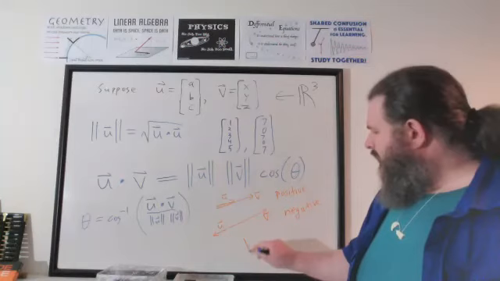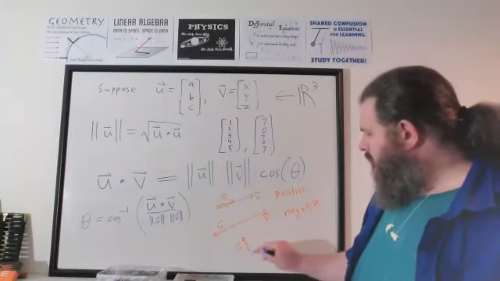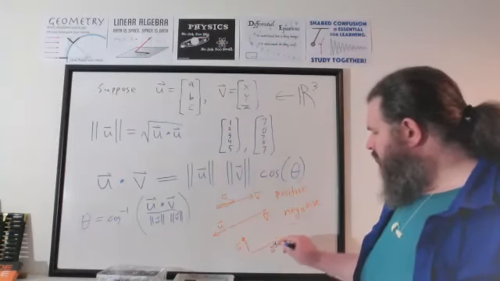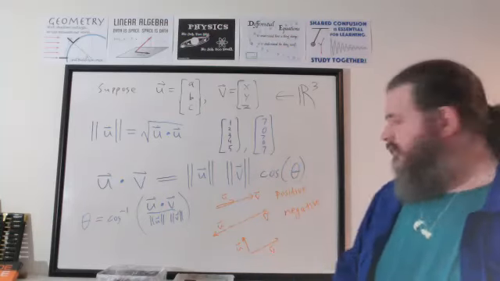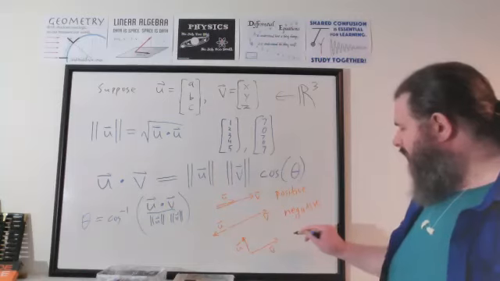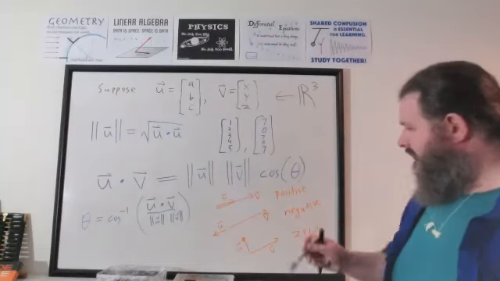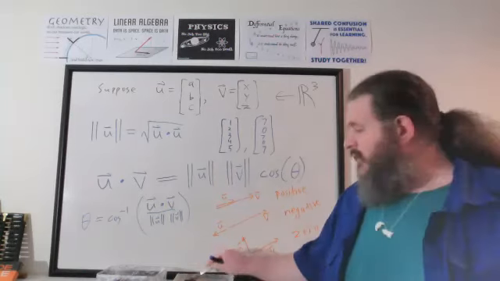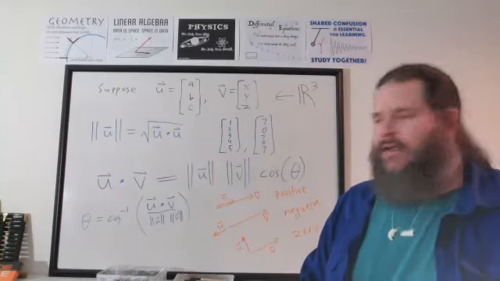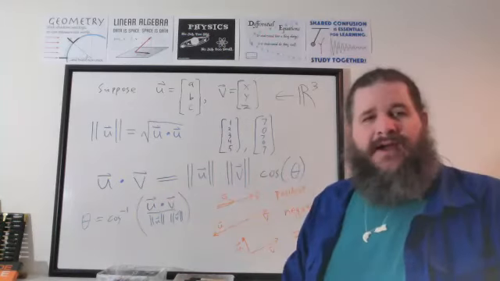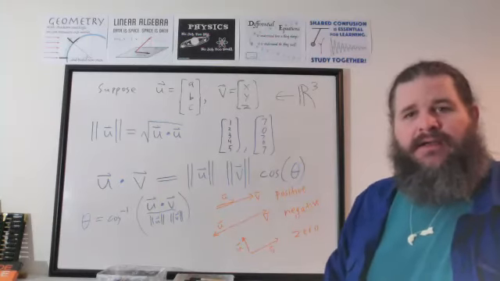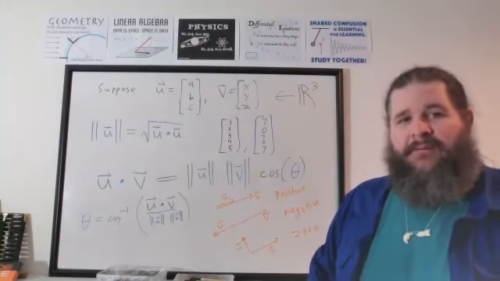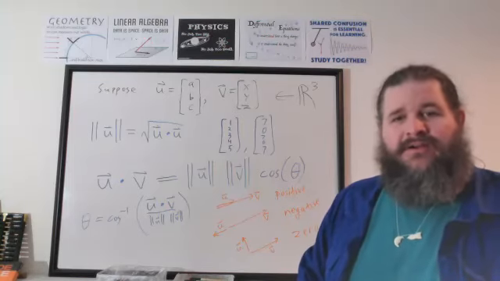What if they're perpendicular, though? If they're perpendicular, what's the cosine of a right angle? 0. Right. So that means if u and v are perpendicular, then u dot v will be 0. So this is another very convenient use for dot products. If you take the dot product of two vectors and the result is exactly 0, you know the vectors are perpendicular. In fact, this is how we define perpendicular or orthogonal in terms of vectors.